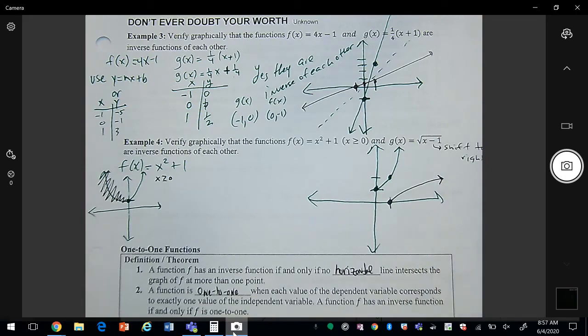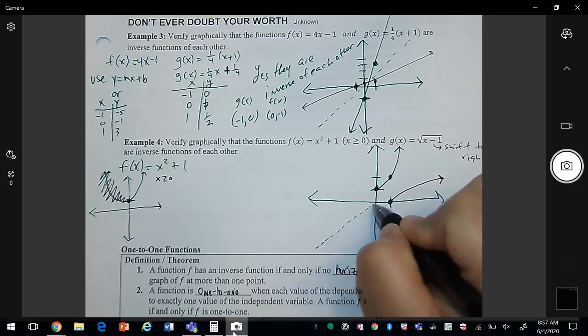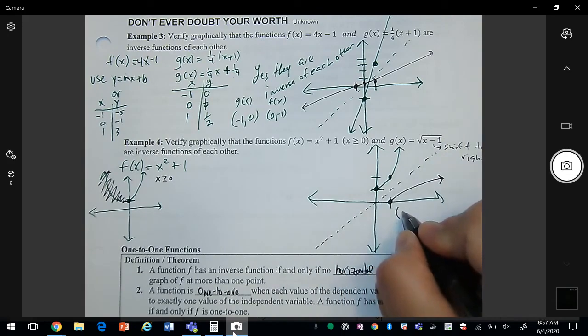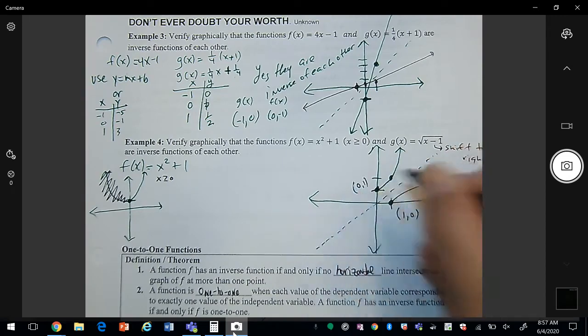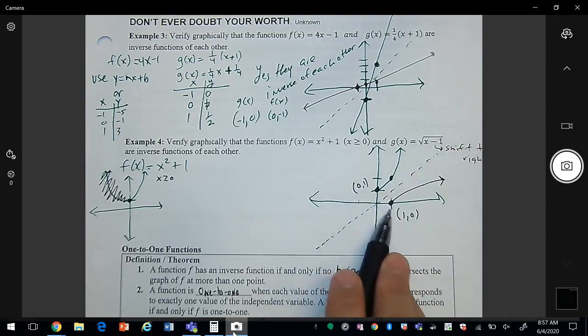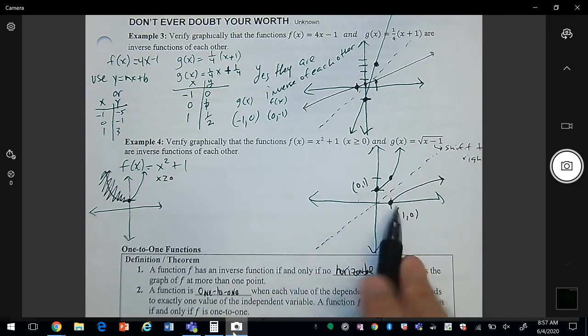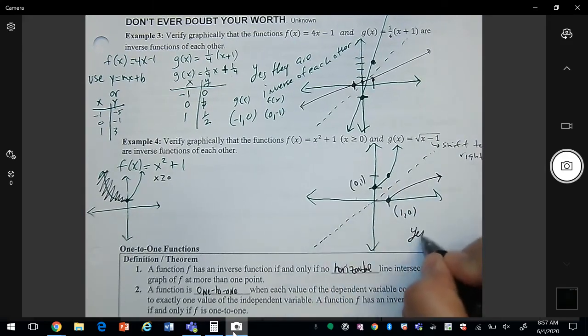Okay, so we want to know, are these inverses of each other? Remember, there's this y equals x dotted line, and this point here is (1, 0), and this point here is (0, 1). So we can see that the values are switched, x and y, (0, 1) and (1, 0). This has reflection on this line, so yes, they are inverses.